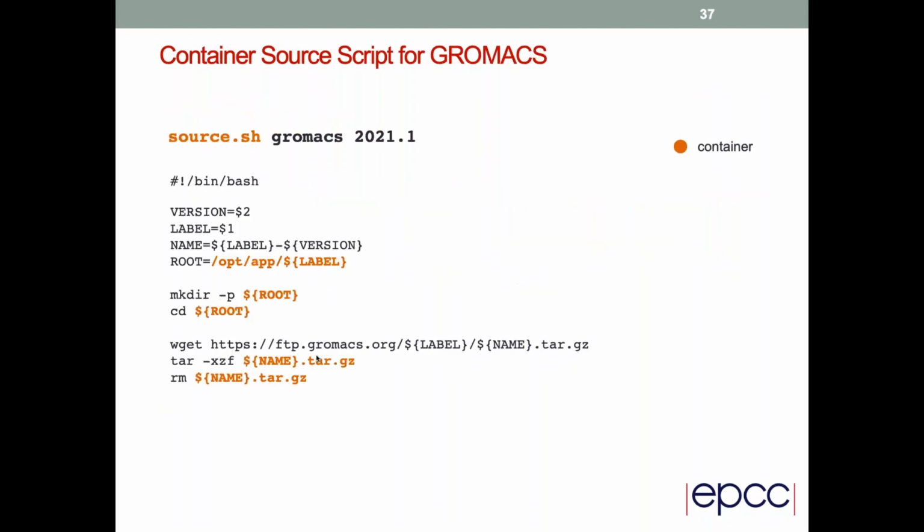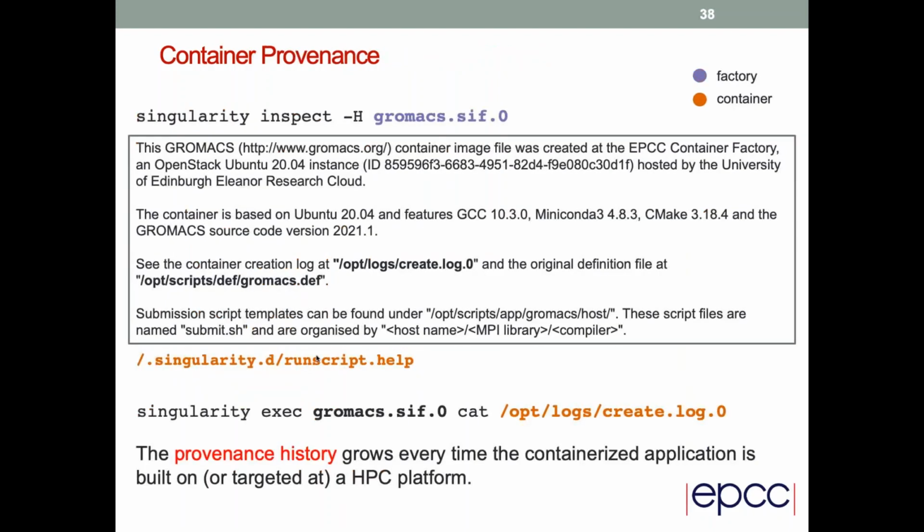And then the source script for the GROMACS code is quite straightforward. I'm just doing a wget from the FTP GROMACS site, and then I've got the source code.